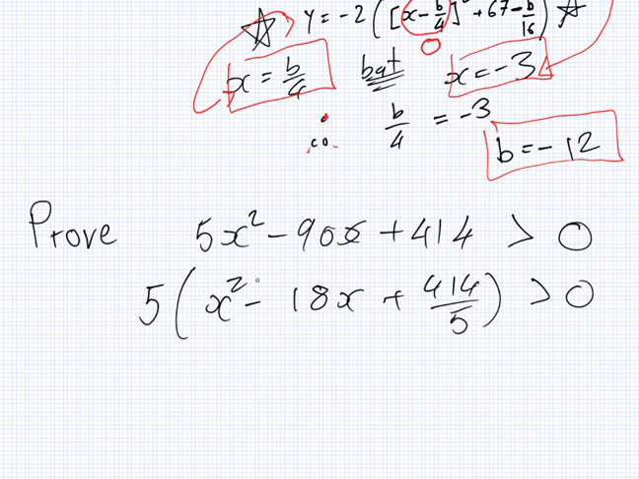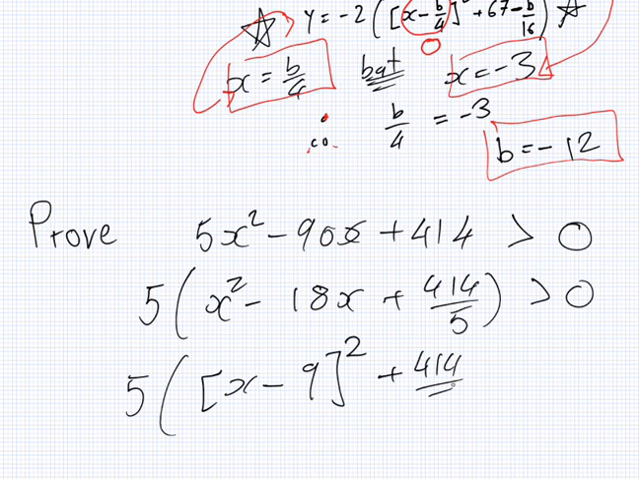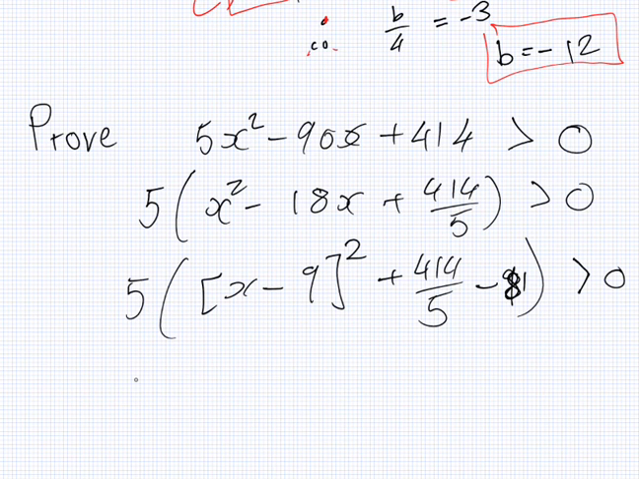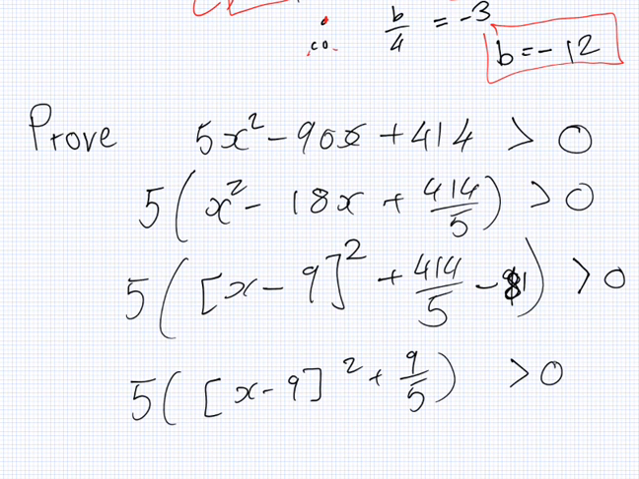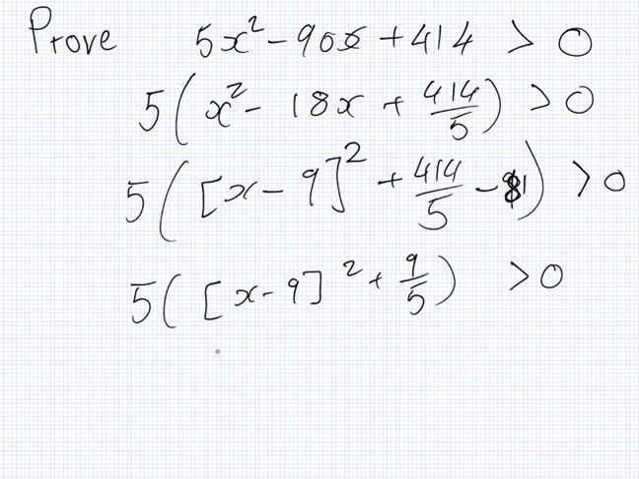And then here I have 5 times x minus 9 squared plus 414 over 5 minus 81. Can you type that in on the calculator, please? Tell me what you get. 9 over 5? Okay. So now I multiply by 5, and I get 5 times x minus 9 squared plus 9.